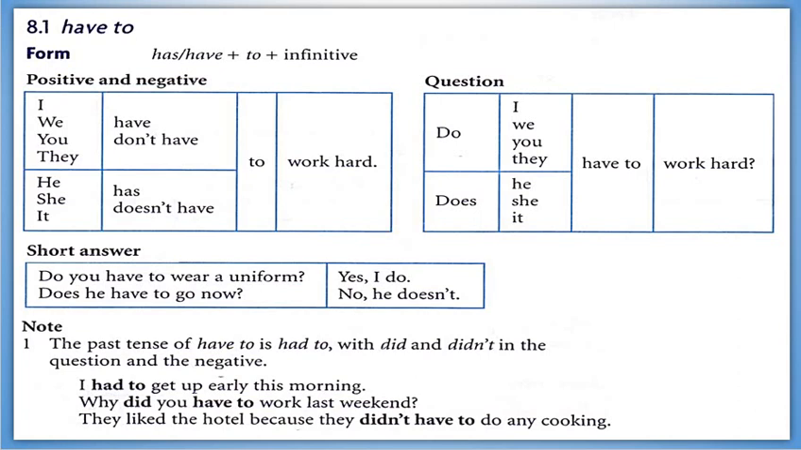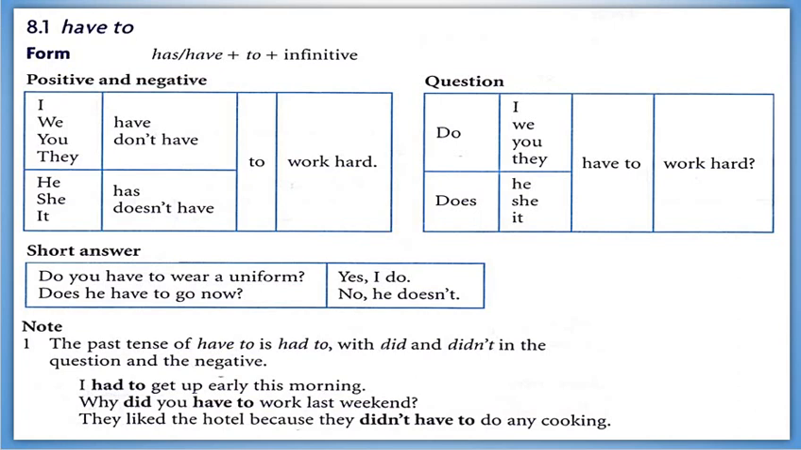In questions, we begin the question with do, with the subjects I, we, you, they, and does with he, she, it. Do they have to work hard? Don't forget the question mark. Does she have to work hard? Okay. And in short answer questions: do you have to wear a uniform? Yes, I do. We don't mention have. We only mention do. Does he have to go now? No, he doesn't. Okay? We don't mention either have or has.